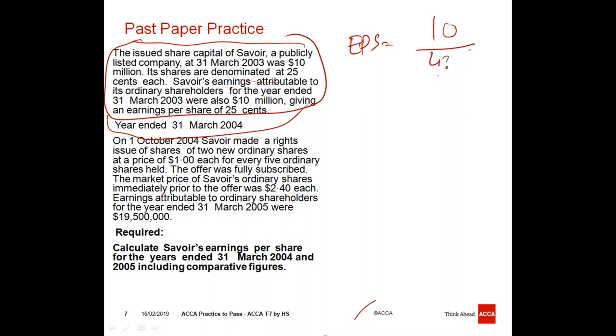Yes, it should be 40 million. So this is how we have calculated the EPS of 25 cents, $0.25 or 25 cents. Okay. So we are here at 31st March 2004.